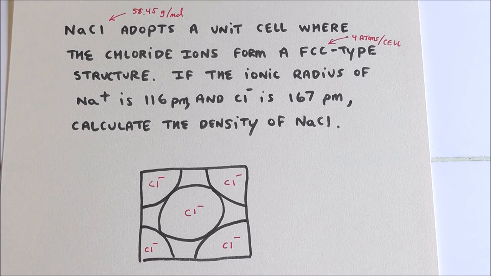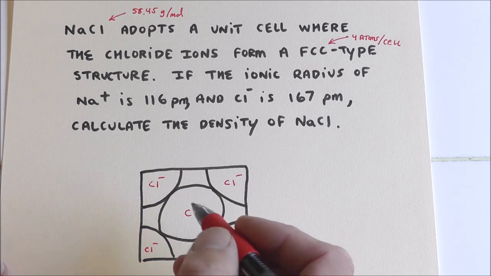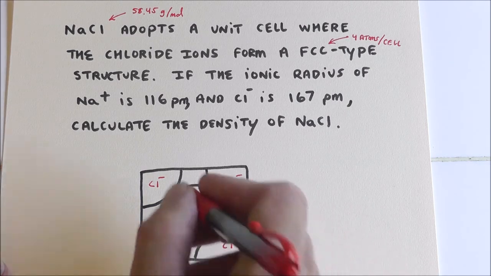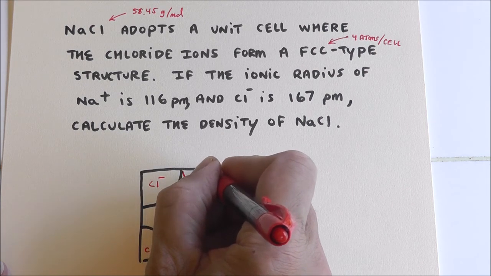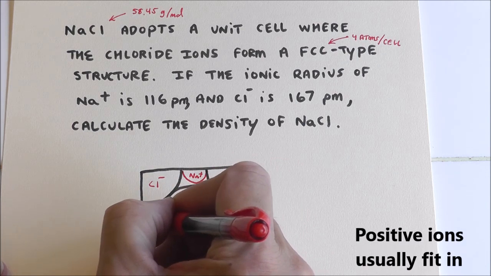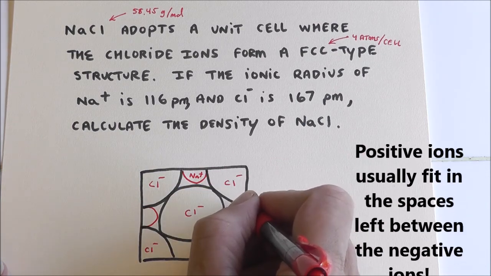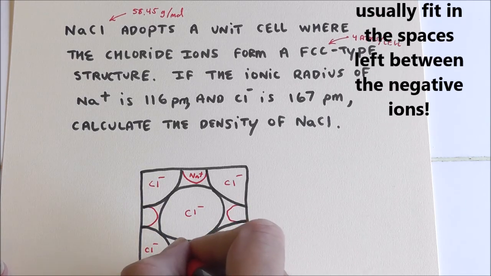Now, I didn't draw in the sodiums. I'm going to do that next. What happens with an ionic unit cell is that the anions, the negative ions, are bigger and they adopt a sort of unit cell, could be anything, and the positive ions will fit in there. It's a little Na plus. There's another little Na plus, and then a little Na plus. And you know what? I'm having a hard time drawing it right.